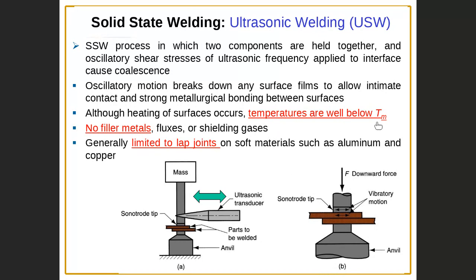The temperature must be below melting temperature, usually 0.5 to 0.7 of the melting temperature, and no filler material. We do not add filler material. There is no filler material here, just friction applied. It is limited to lap joints, as you can see here. This is mainly used for aluminum and copper welding, right?